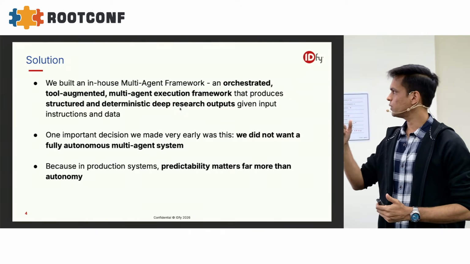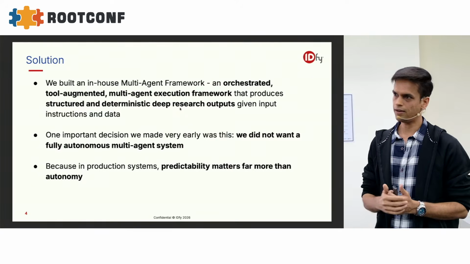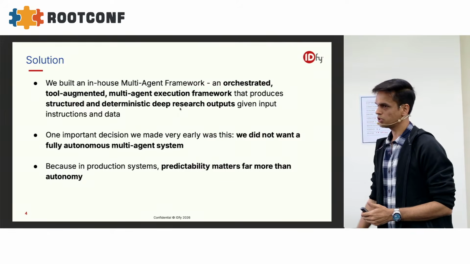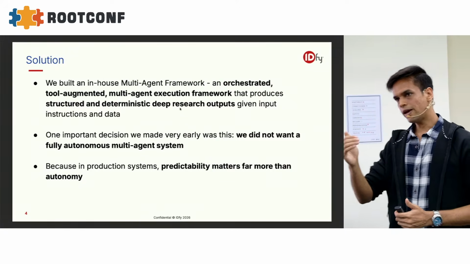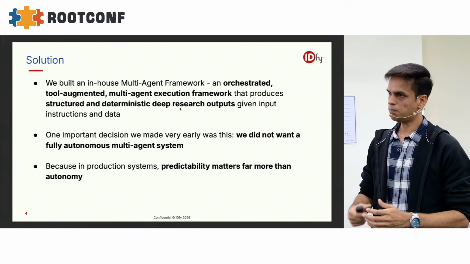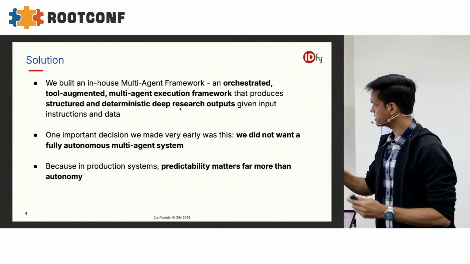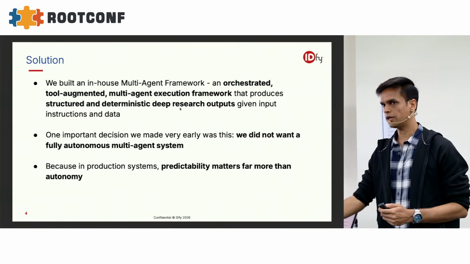Now, in the first point, especially in the bold ones, you will see a lot of technical jargon, right? Orchestrated, tool-augmented, multi-agentic, execution framework, and so on and so forth. But each of these terms is actually very important from a design point of view, right? When we were planning and designing this framework, we consciously took some decisions which helped us go live faster depending on our use case, right?